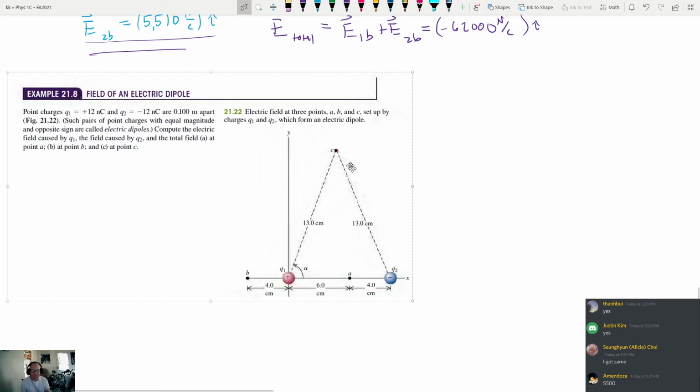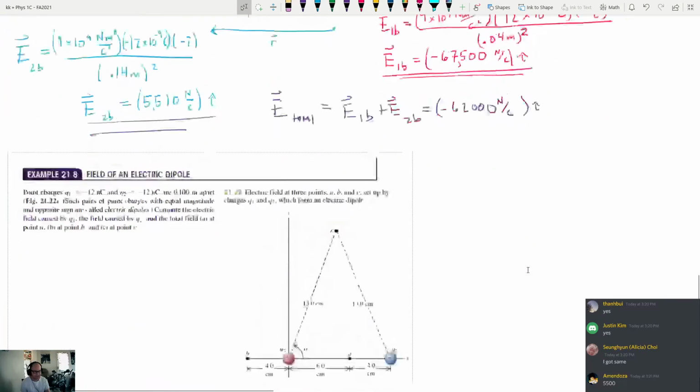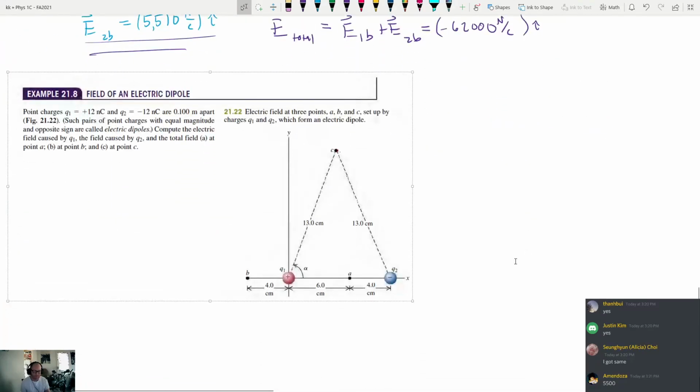Okay, now this one's a little trickier, because at point C, we are now no longer along a straight line. You notice in the previous parts that everything was in terms of I hat. That's all going to change in this part. And probably the way that I do it will also change a little bit, mostly because I want to show you multiple ways to do things, and because I think this way is going to be a little simpler.